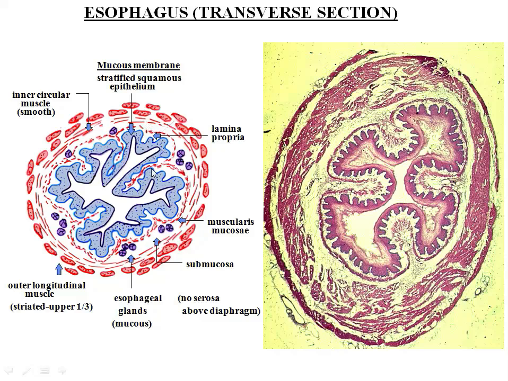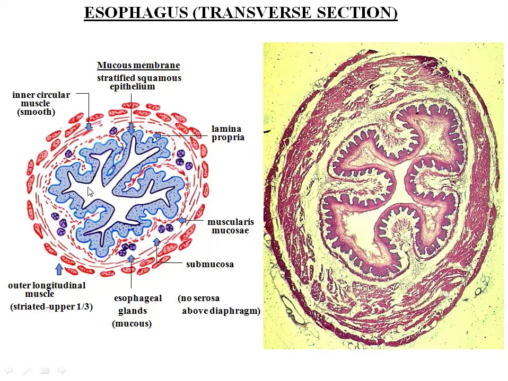Okay, so one by one we'll see all the parts from inside to the outside in the actual photograph, and the same we will verify in the diagrammatic presentation. So first of all, this is the internal lumen, the cavity in the esophagus, that leads to the internal layer, which is the epithelial layer.